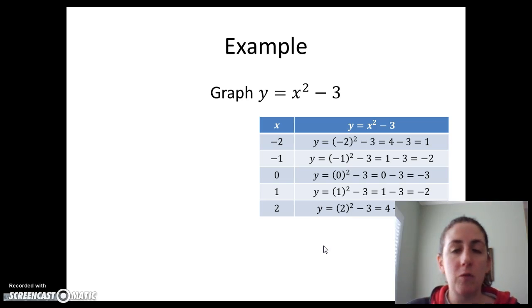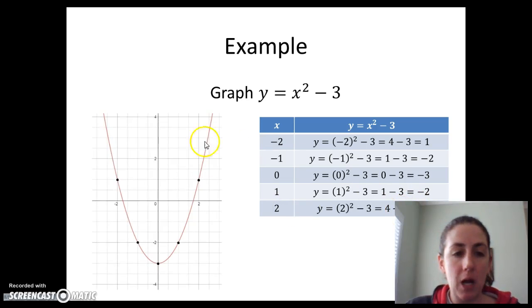So I just picked a few random x values, -2, -1, 0, 1, and 2, and I plugged them into the original equation y equals x squared minus 3. And then I got my corresponding y values. So I have the ordered pairs (-2, 1), (-1, -2), (0, -3), (1, -2), and (2, 1). So when I plot those points, you can see the parabola forming, so then I can graph the parabola.